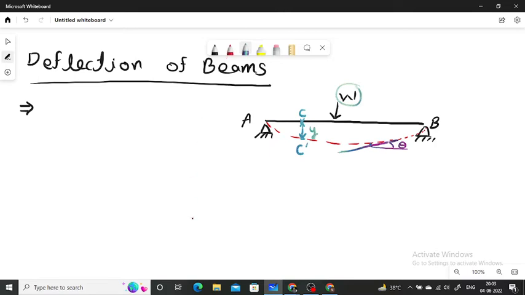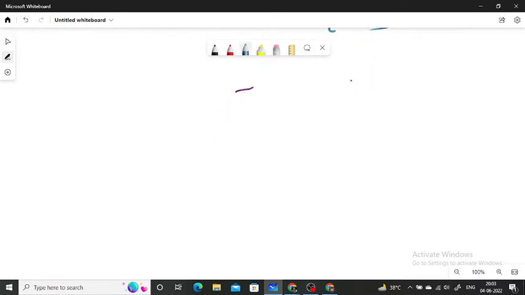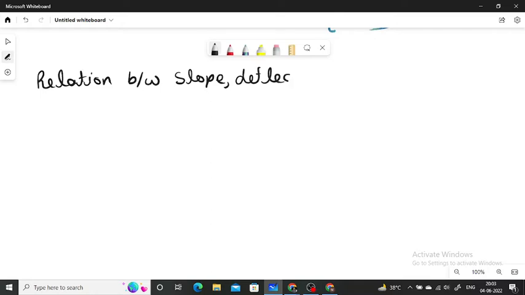सो अब इस चैप्टर में हम लोग डिस्कस करेंगे बीम्स में डिफरेंट डिफरेंट पॉइंट्स पर लोड और लोड अप्लाई करने से डिफरेंट डिफरेंट पॉइंट्स पर डिफ्लेक्शन और स्लोप का मैग्नीट्यूड कैसे फाइंड आउट करते हैं. तो सबसे पहले रिलेशन बिटवीन स्लोप, डिफ्लेक्शन and radius of curvature r.